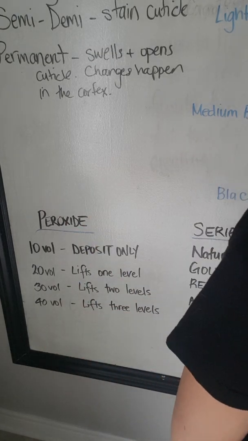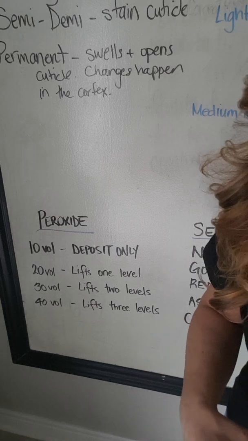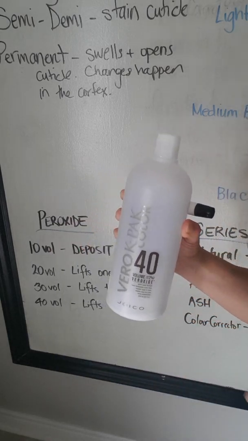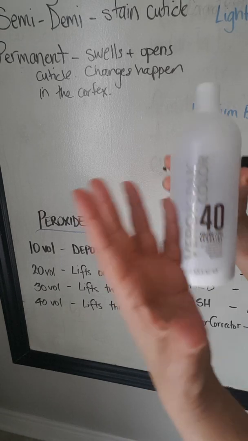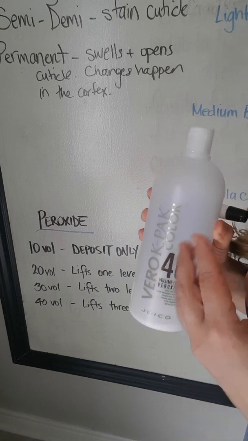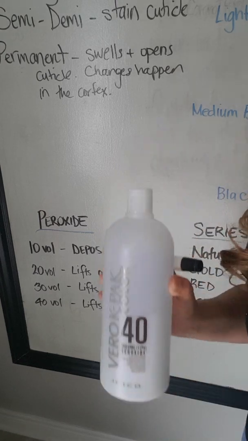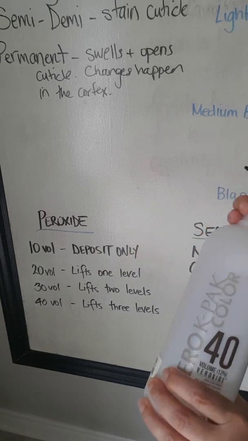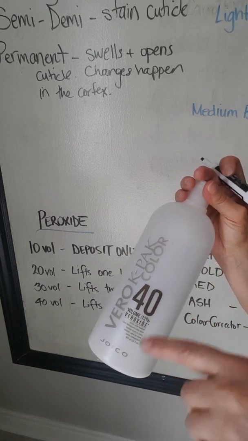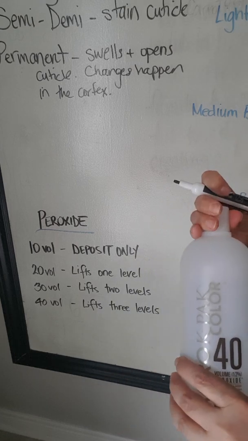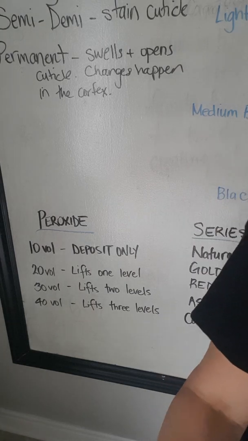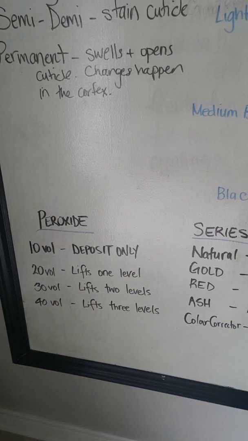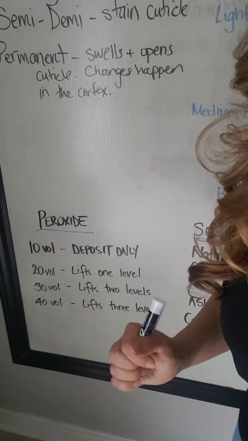Okay, so last but not least, 40 volume peroxide will lift 3 levels. So there's my example of 40. It will lift 3 levels. So if I'm a 5 and I want to be an 8, I'm going to use 40 volume with the appropriate tubes of color, mixed with the same ratio, 1:1, and that will give me the amount of lift I need, and the right choice of tubes of color will give me the right color result. Okay, so that's peroxide. It's a developer. It's something that gets mixed with hair color at a ratio of 1:1 in order to make hair color work.